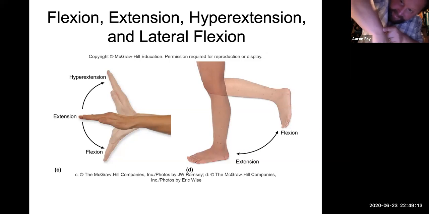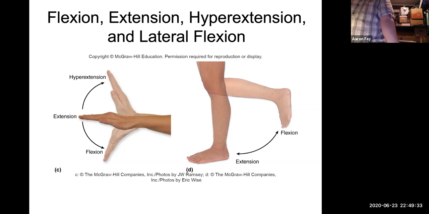So in this case, the angle is over here. This would be 180 degrees. Moving my leg this way, so this would be my foot, this would be decreasing that angle. So that would be flexion. That's different with my arm. With my arm, this way is flexion. But with my knee, that way is flexion.